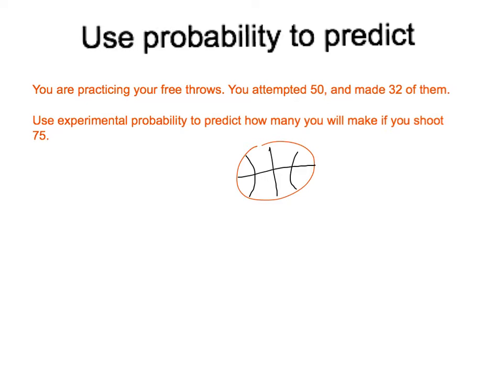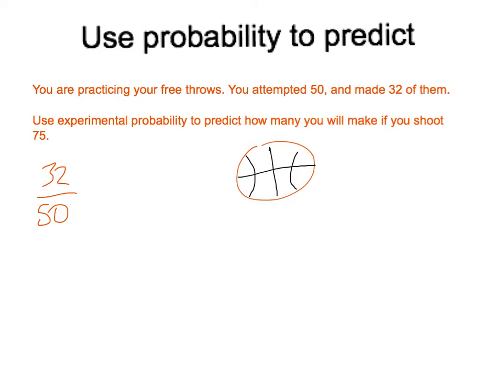Okay, so you're practicing your free throws. You attempted 50 and you made 32. Now what we want to do is use experimental probability to predict how many you will make if you shoot 75. Okay, so let's take this experimental probability right here. You're experimenting technically with your free throws. You shot 50. You only made 32. So your probability of making them is 32 out of 50.